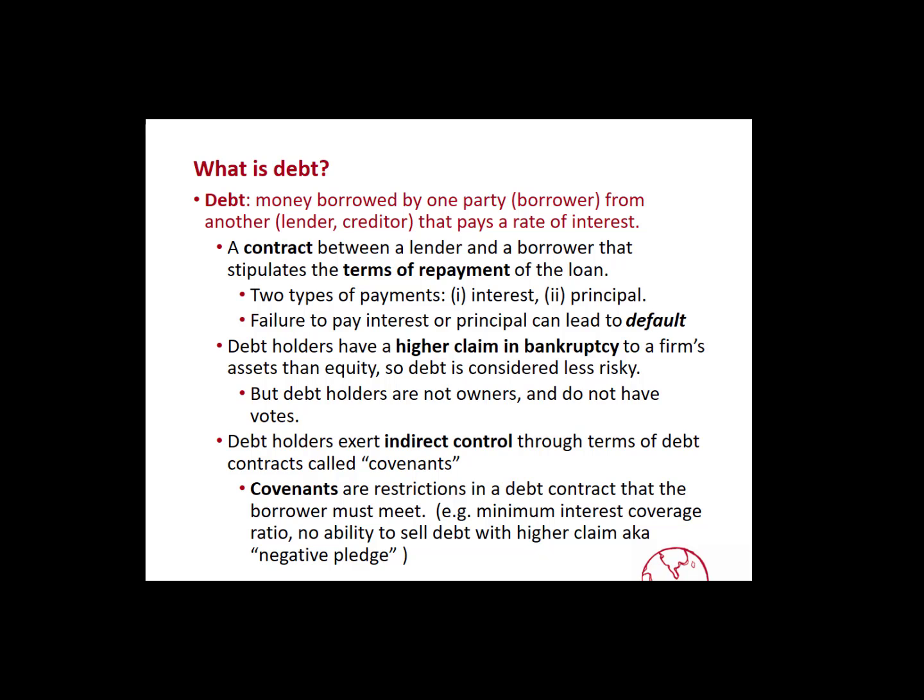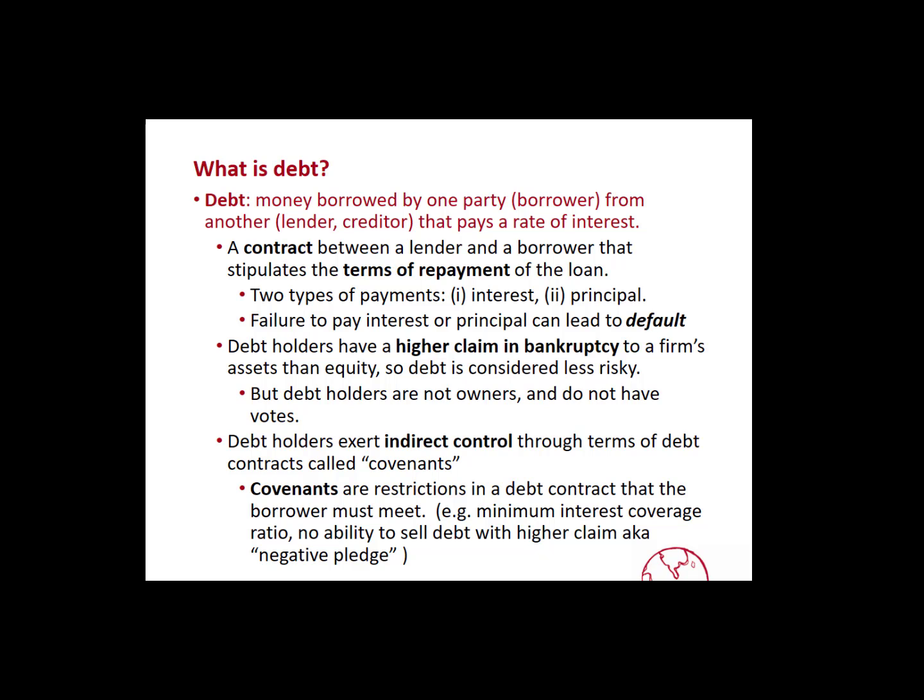But it's important to know that in exchange for this higher claim and this lower risk, debt holders are not owners of the company. They don't have votes; votes are associated with common shares and shareholders. So debt holders are able to exert control, but only indirectly through the terms of their debt contracts. And these terms are usually referred to as covenants.